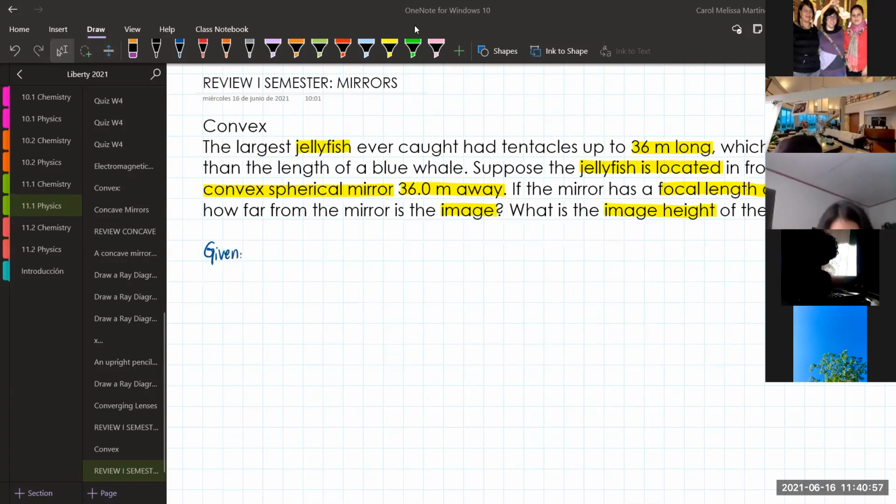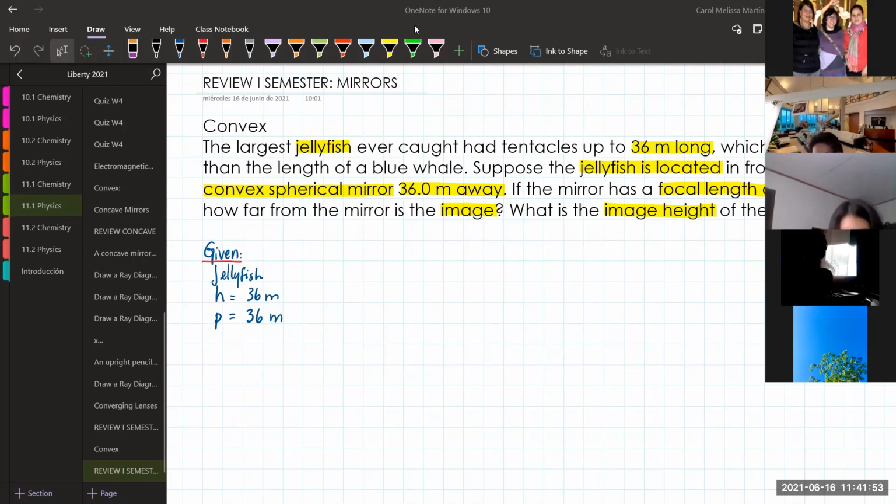So let's see what we have here. We're talking about a jellyfish. It's not too important, but I like to write what my object is about because I like to draw it, okay? So we have this jellyfish, and it says that it's 36 meters long. So that means that the object height is 36 meters. The jellyfish, which is the object, is located at 36 meters in front of the convex spherical mirror, okay? So the jellyfish is located at a distance of 36 meters.